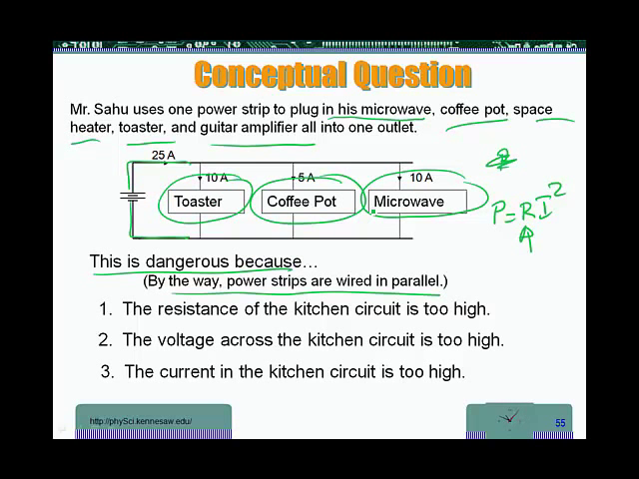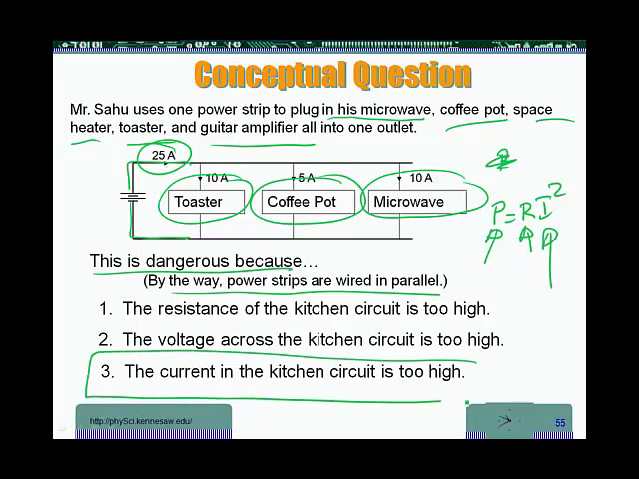Now, as we add appliances, the current here is the sum of all currents. The more appliances, the larger this current is going to get. Look at the power. It has an I squared dependence. The larger the current, the more power dissipated, meaning the hotter the wire is going to get, so it becomes dangerous where it can create a fire. So this is the answer. The current in the kitchen circuit is too high, making this a fire hazard.